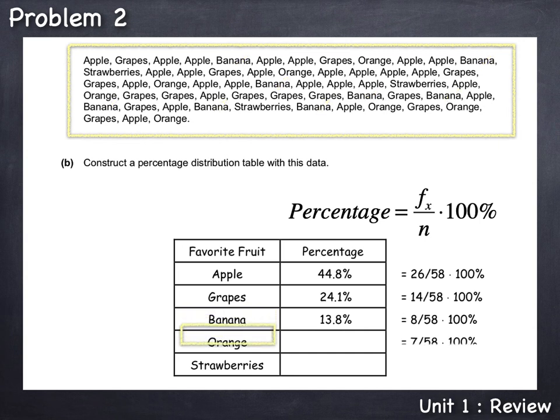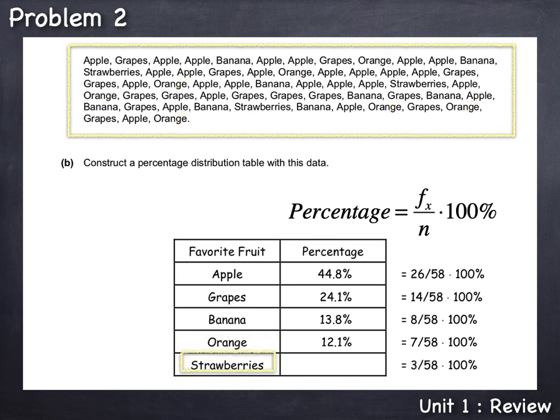For orange, we go through all 58 student responses, and count the students who responded orange was their favorite fruit to eat. We see there's 1, 2, 3, 4, 5, 6, 7. So 7 students selected orange as their favorite fruit out of a total of 58. Converted to a percent, we get 7 divided by 58 times 100 equals 12.1%, rounded to the nearest tenth of a percent.